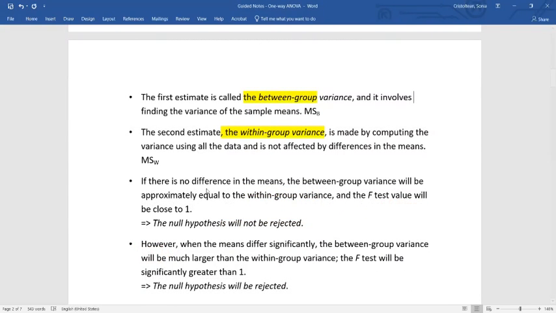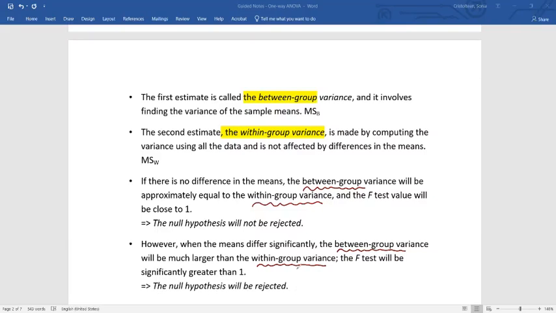Now thinking of the two estimates, one called the between group variance and the other called the within group variance: if there is no difference in the means, the between group variance will be approximately equal to the within group variance, and the F-test value will be close to 1. If that happens, the null hypothesis will not be rejected. However, when the means differ significantly, the between group variance will be much larger than the within group variance, which means the test statistic will be significantly greater than 1. And that will lead to this decision: the null hypothesis will be rejected.